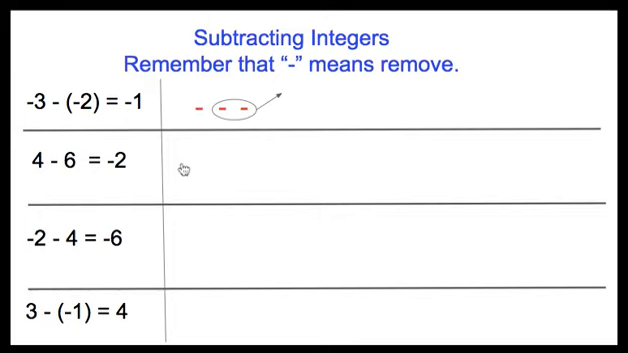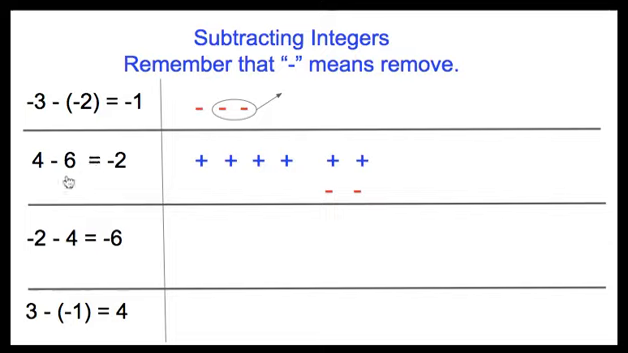We'll start out with 4 positives. But here's the problem. We need to subtract 6 positives, and I only have 4 of them. So what I can do is I can put in 2 zero pairs. Now notice the positive and the negative equal a 0. So if I were to look at this, this actually is still equivalent to 4. 4 positives and 2 zero pairs.